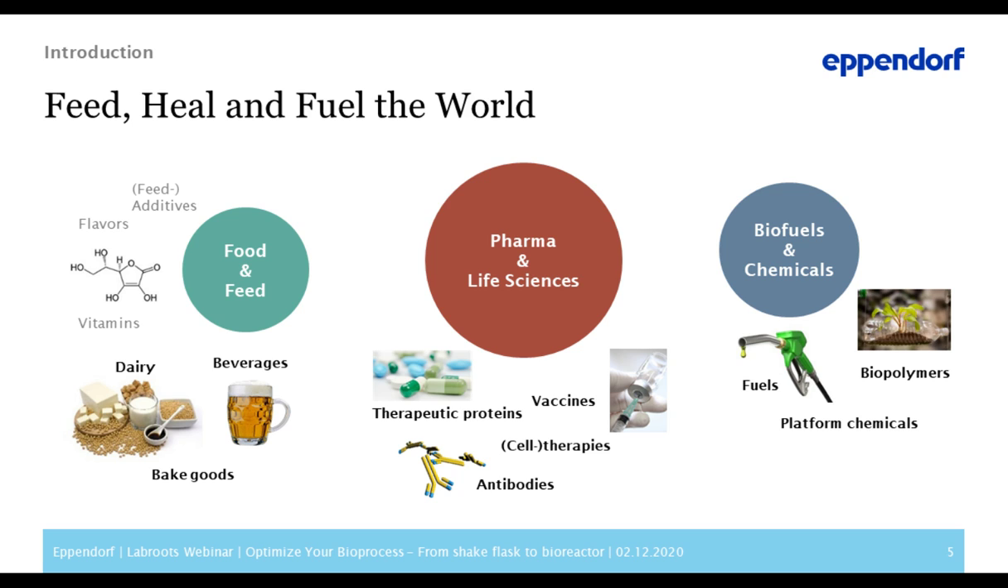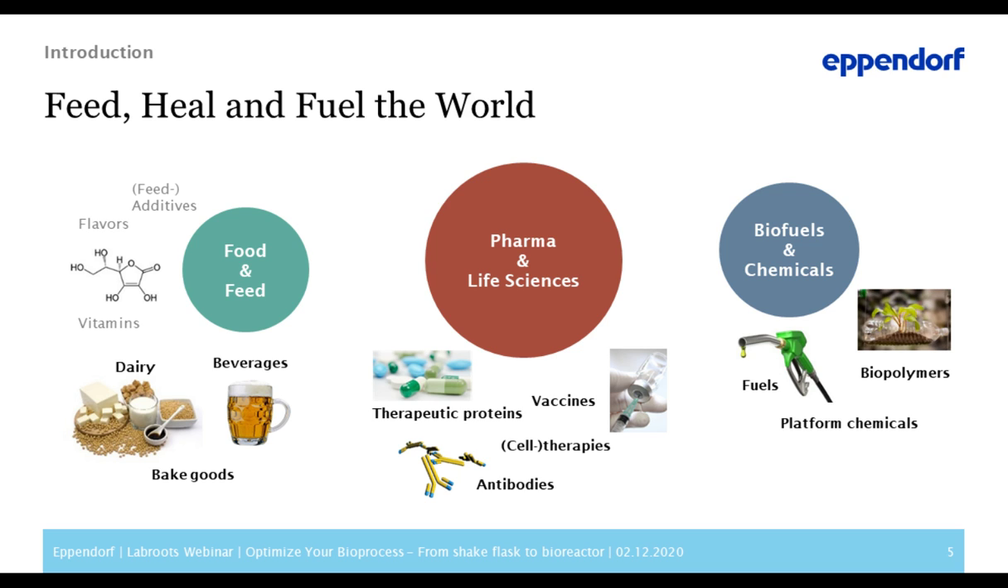Results of bioprocessing are visible in our daily life. For instance, when we consume baked goods or dairy products or beverages like beer. These products are produced with the help of microorganisms. And food and feed is only one area of bioprocessing. Also, the huge pharmaceutical and life science industry uses cells as, let's say, microfactories for the production of therapeutic proteins, vaccines, antibodies, or new emerging cell therapies.